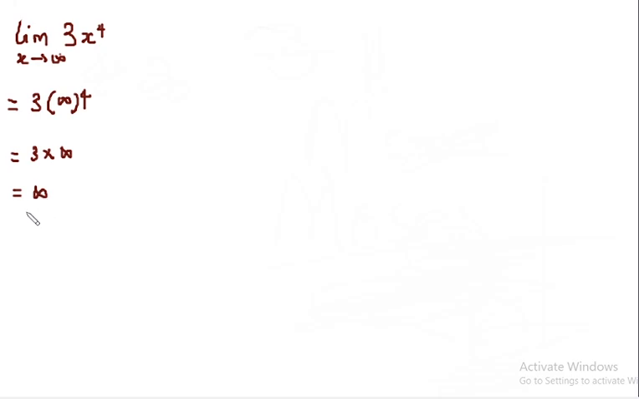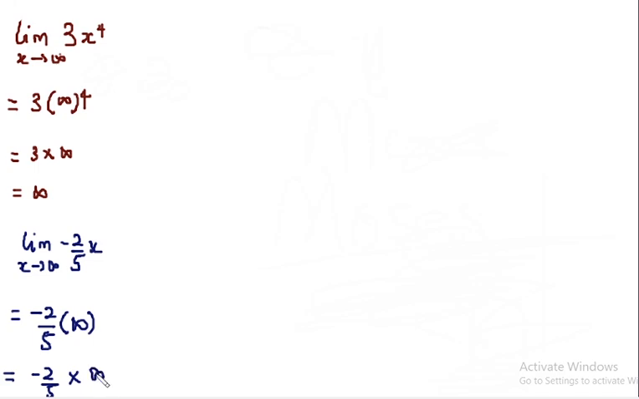Let me quickly take another example to help us understand more. Say we are asked to find the limit of minus 2 over 5 x as x approaches infinity. To do this, we simply do as we did before. We plug in the infinity for the x value. So we have minus 2 over 5, and then we have our infinity. So this is equal to minus 2 over 5 times infinity.